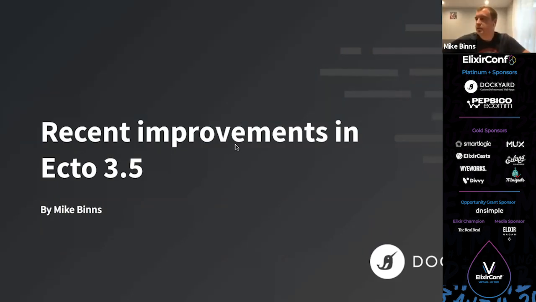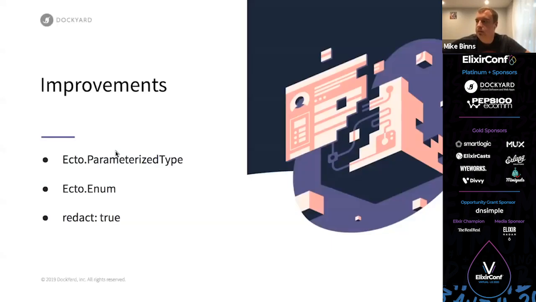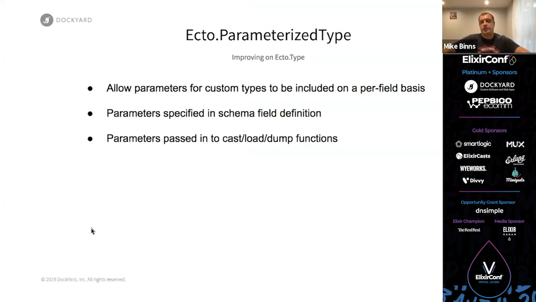All right. So I just wanted to go over some of those recent improvements that were made to Ecto that I mentioned earlier. There were 3 improvements: the Ecto parameterized type, Ecto enum, and redact true. First off, the Ecto parameterized type, which allows parameters for custom types to be included on a per field basis. Those parameters are specified in the schema field definition, and those parameters are then passed into the cast, load, and dump functions.